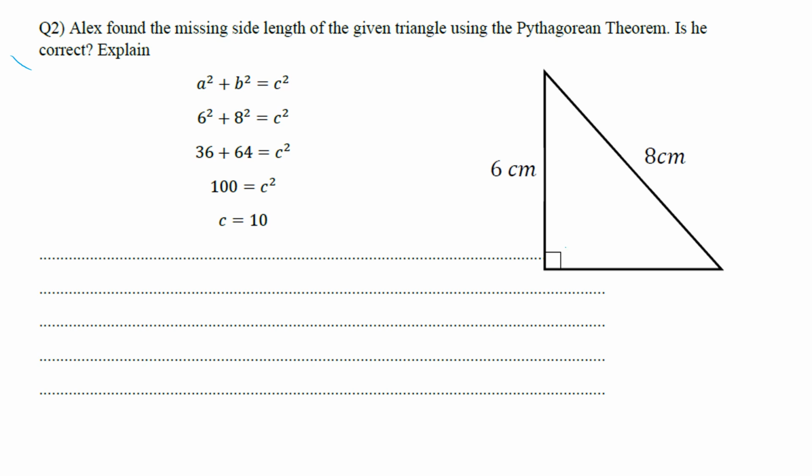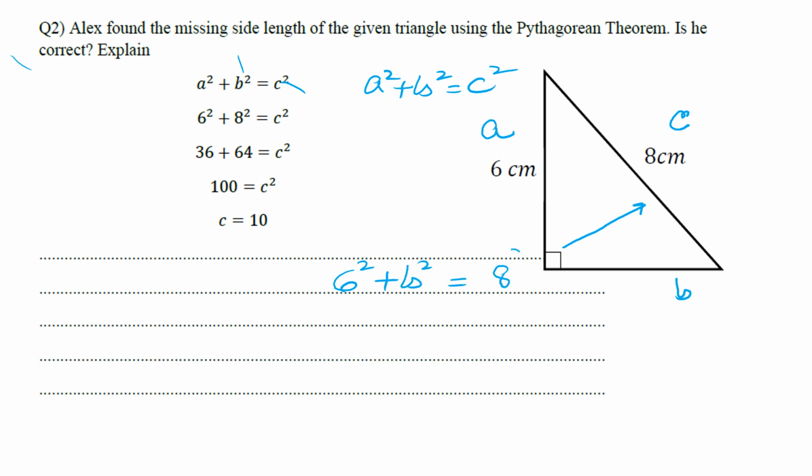Which means label the diagram. So opposite to the 90 degree angle is our C. The rest of the sides will be A and B. The first thing is we will write the formula, that is A square plus B square equals C square. Now put the values. A is 6, so 6 squared. B we don't know, so it is B square. And C is 8, so 8 squared.